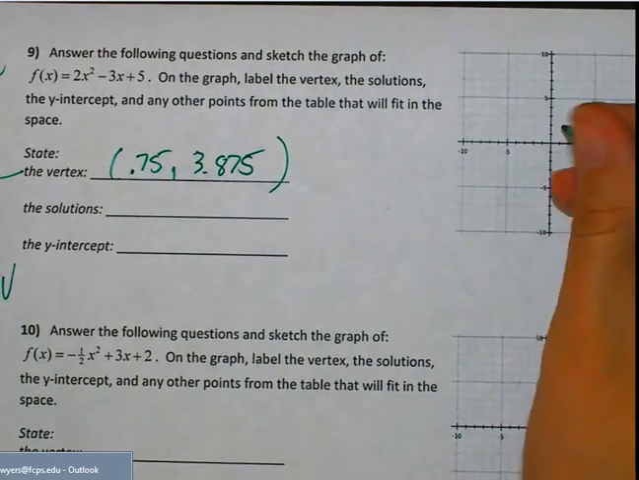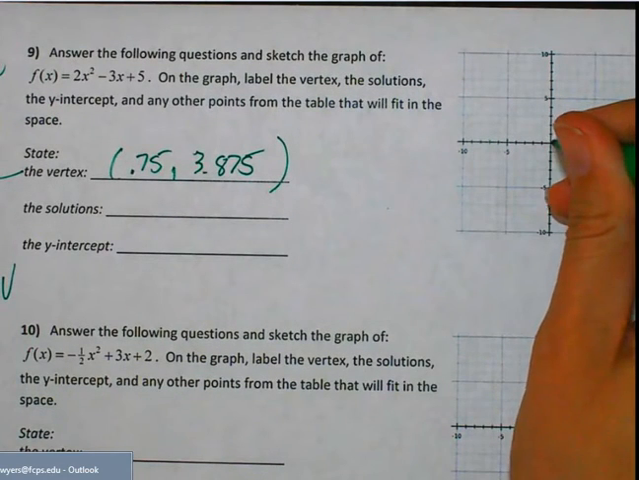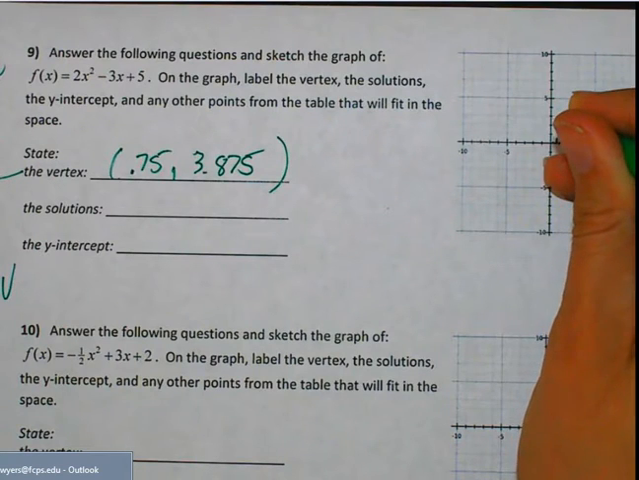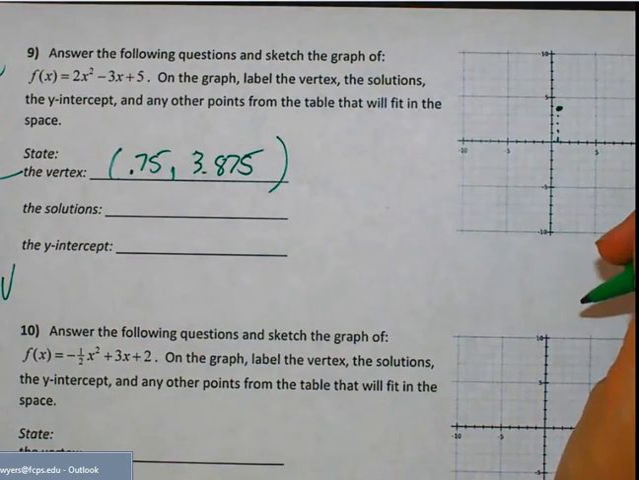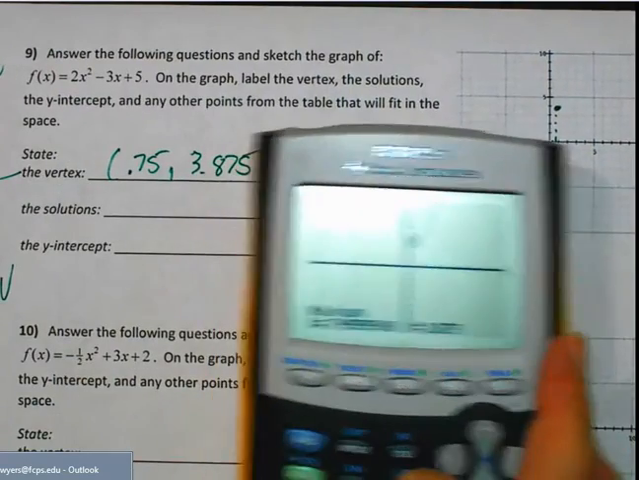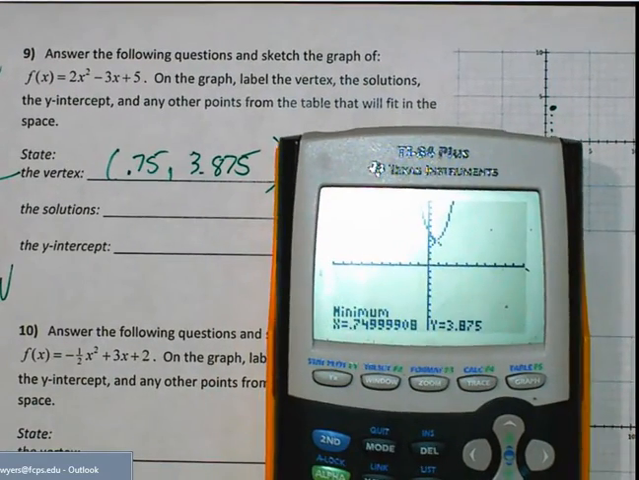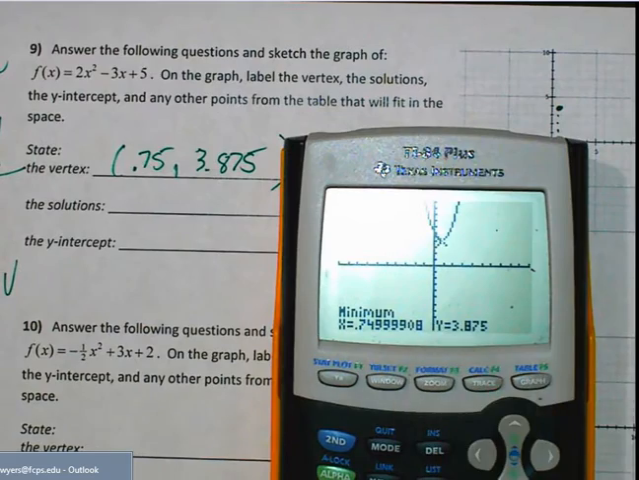So 0.75 is in between 0 and 1, and 3.875, so somewhere about right here. Okay, so that's where our vertex is. And again, remember you have the picture here of the parabola. So as you're going through, you can refer back and make sure it makes sense.